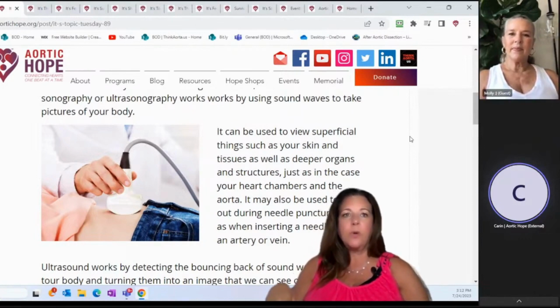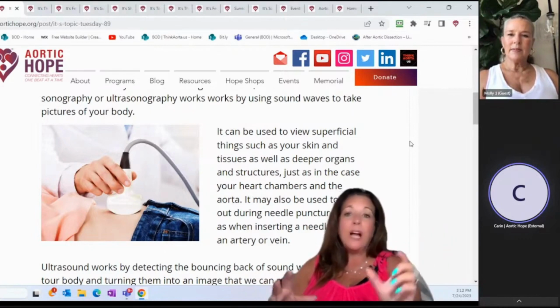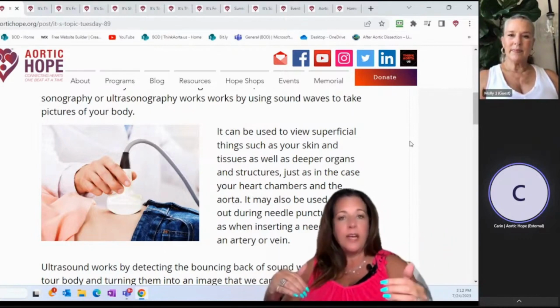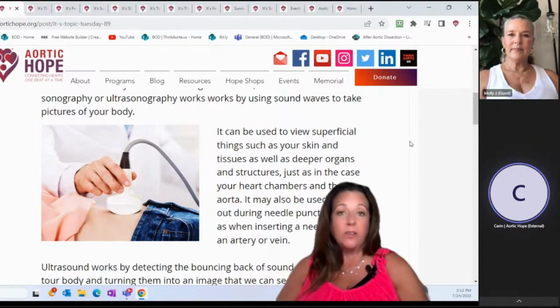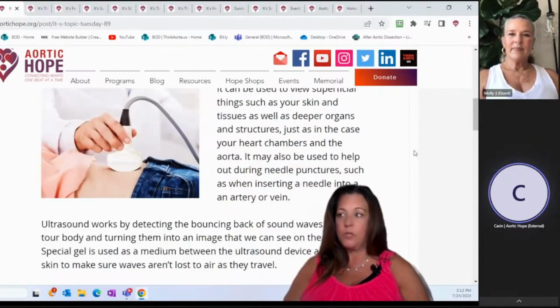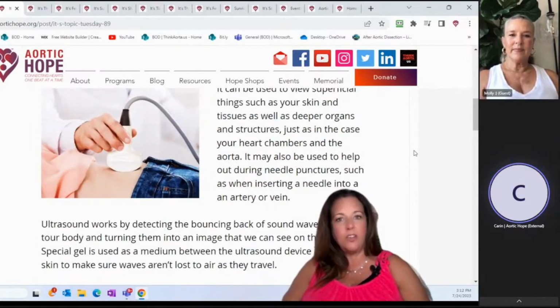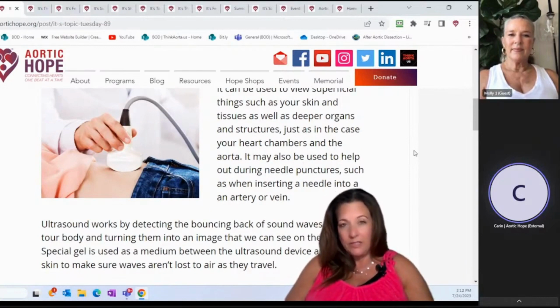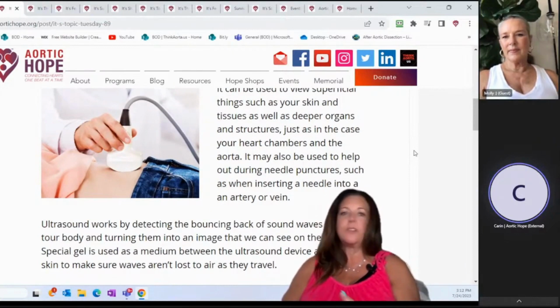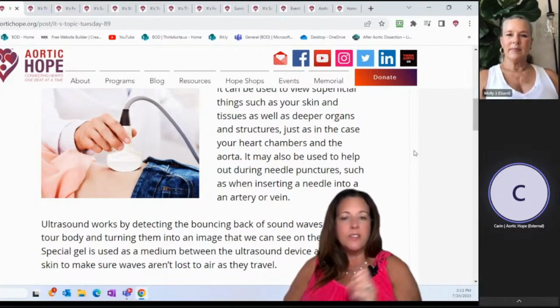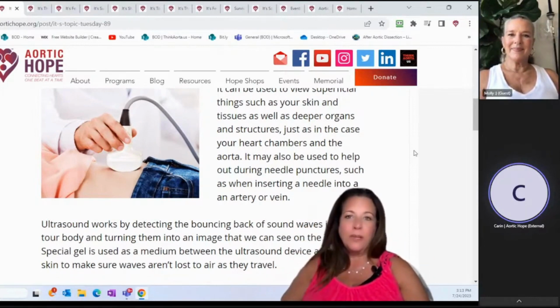So it can also be used to help out when they need to do a needle guided procedure. They'll use an ultrasound to see where that needle is actually ending up. Like if you needed to have blood taken and you're a really poor blood draw, really difficult, they can use ultrasound now to determine where that artery or vein is to make sure that they get you on the first or second time and that you're not a pincushion for the day.